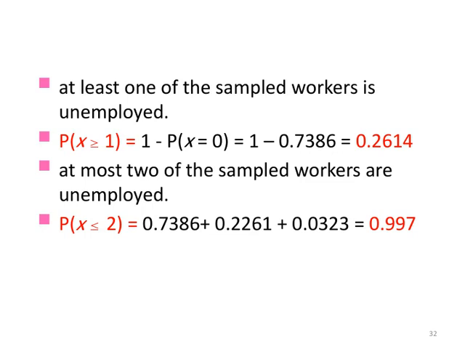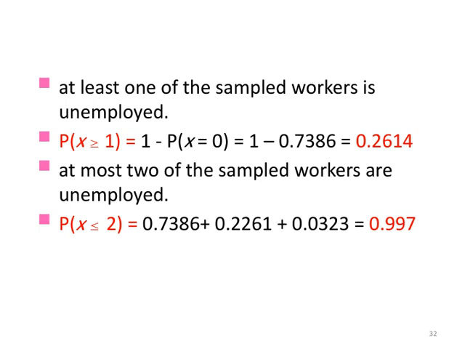So in this slide, we're looking at the probability that at least one of the sampled workers is unemployed. The key point here is that the probability of having 0 unemployed workers is 0.7386. Therefore, the probability of having at least one unemployed worker is simply 1 minus that, which gives us 0.2614. This makes sense because if the chance of 0 unemployed workers is about 73.86%, then the chance that there is at least one unemployed worker is roughly 26.14%. Next, we consider the probability that at most 2 workers are unemployed.